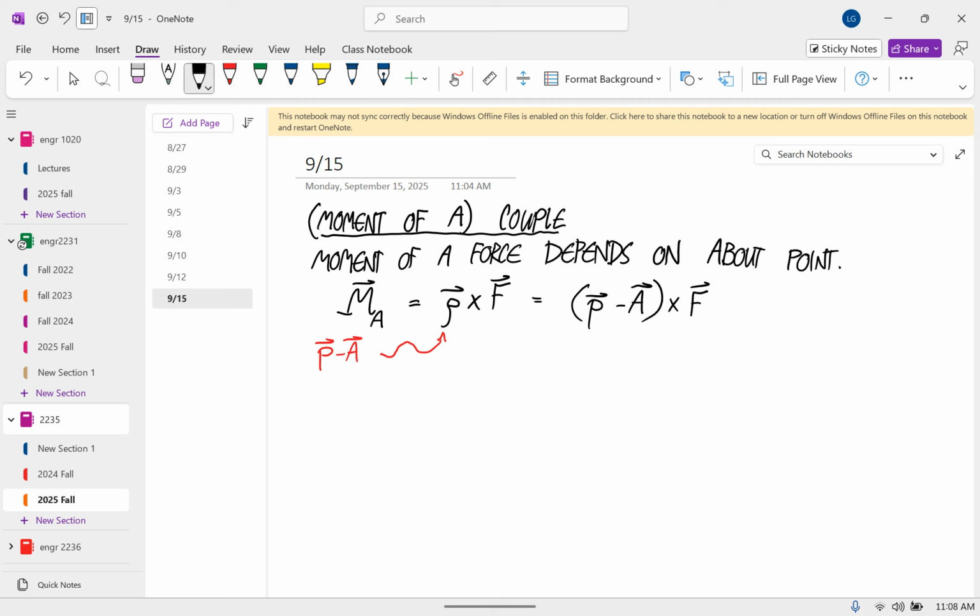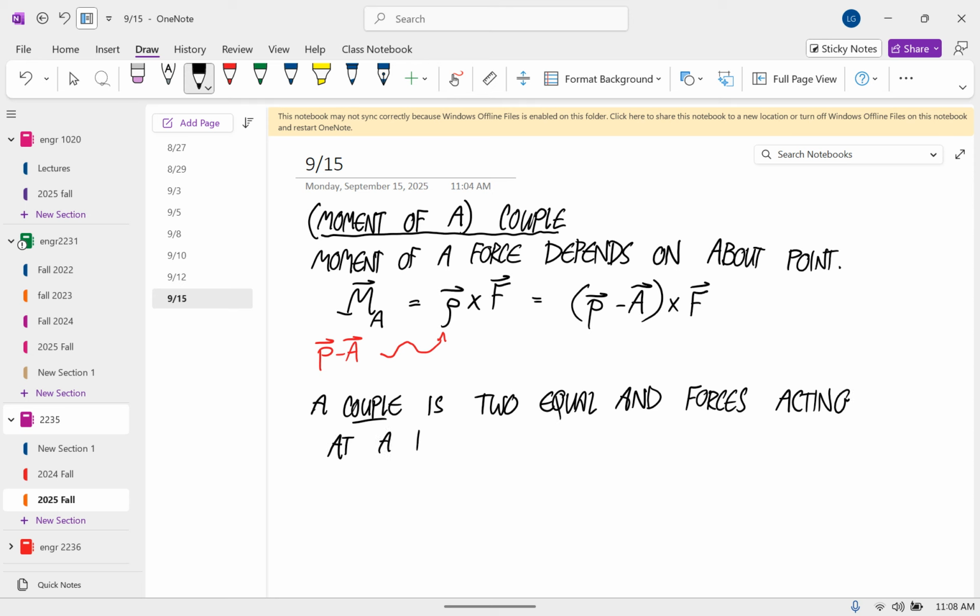But a couple, let me define a couple. It is two equal and opposite forces acting at a distance from each other. And so it makes sense to call this a couple. It's two things that work in tandem.